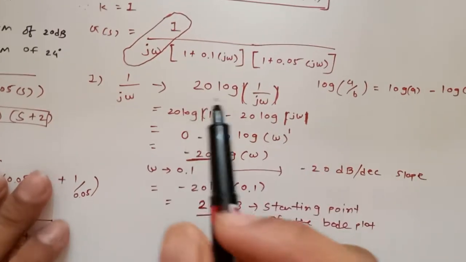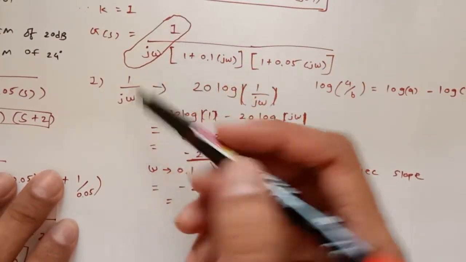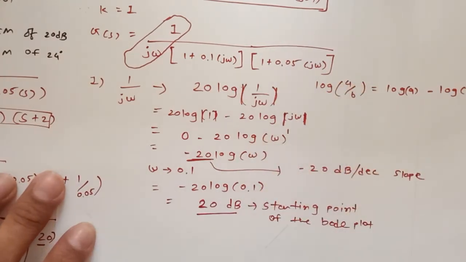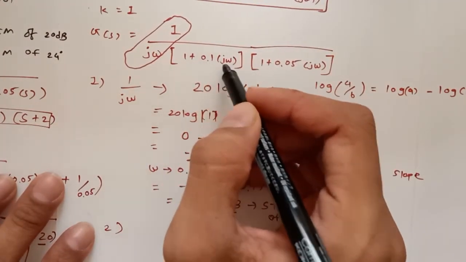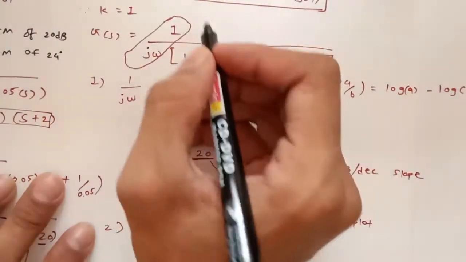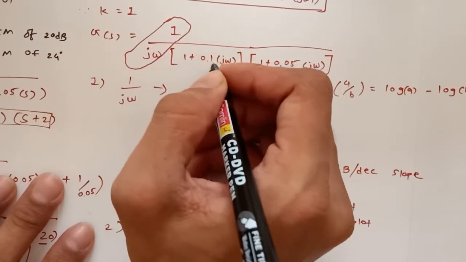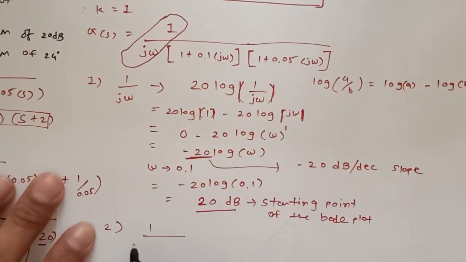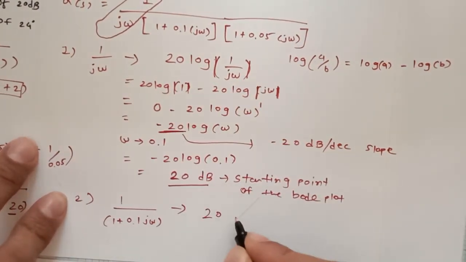Now you can see this is a transfer function, and we only completed this plot for 1 upon j omega. This whole plot is for the 1 upon j omega that we completed. Now for the second, that is 1 upon 1 plus 0.1 j omega. The numerator is 1, and the denominator is 1 plus 0.1 j omega.